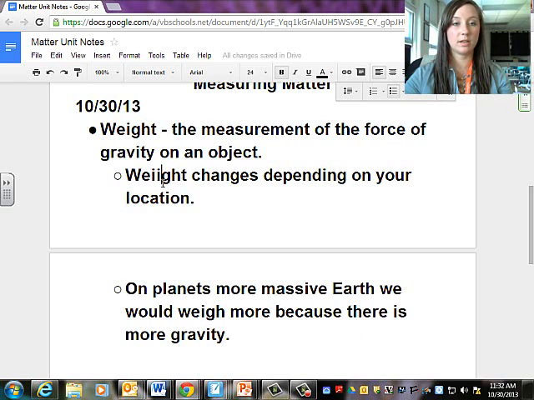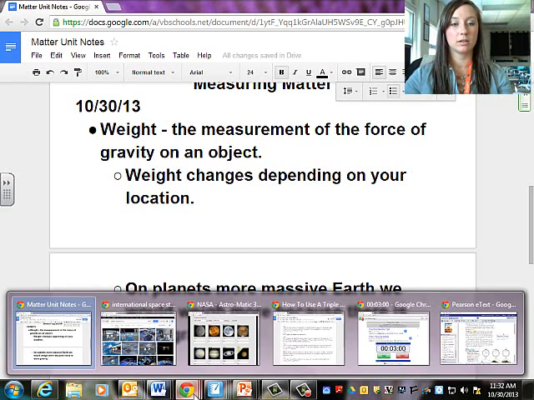Oh, and I just saw that I misspelled weight, so I'm going to go up there and fix that mistake there. Headed back to our reading.